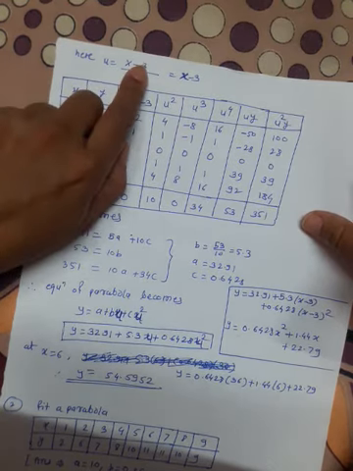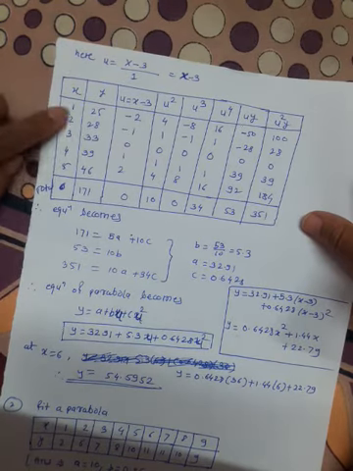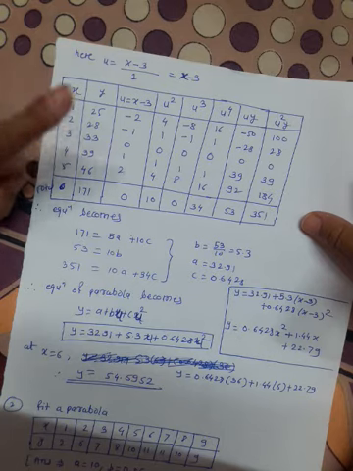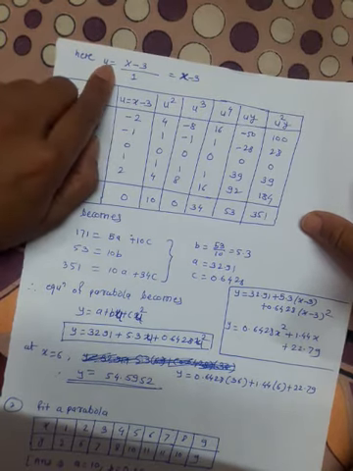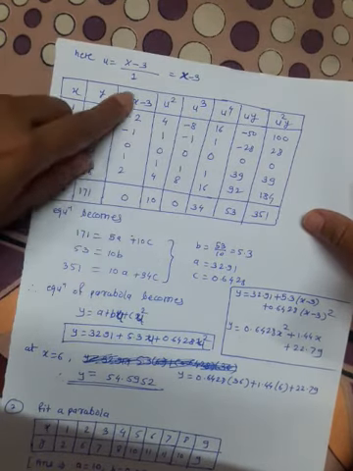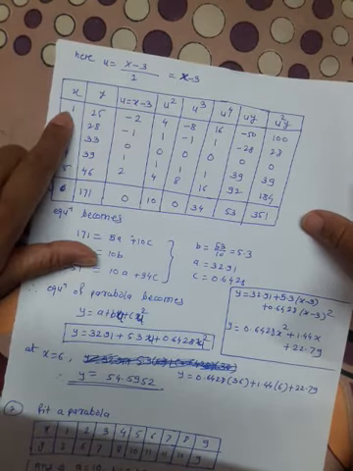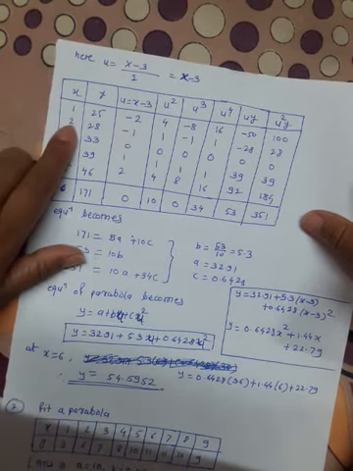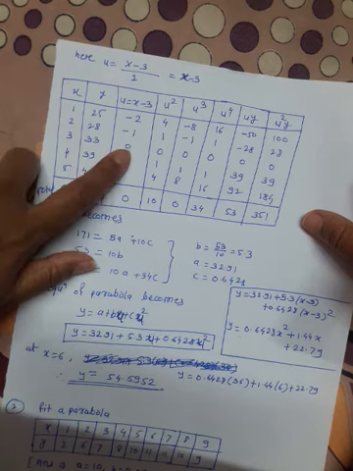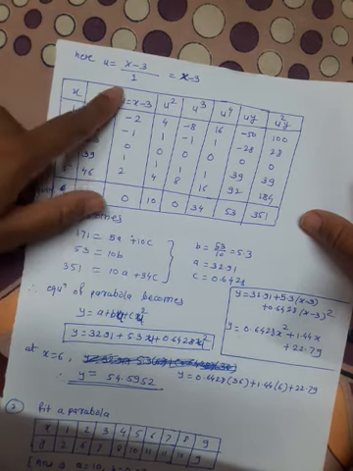x minus middle value 3, divided by the difference between x. The difference in every x is 1. That's why here 1. Therefore u becomes x minus 3. Okay. Now take u column here. We get x minus 3: 1 minus 3 is minus 2, 2 minus 3 is minus 1, 3 minus 3 is 0, 4 minus 3 is 1, 5 minus 3 is 2, divided by 1.